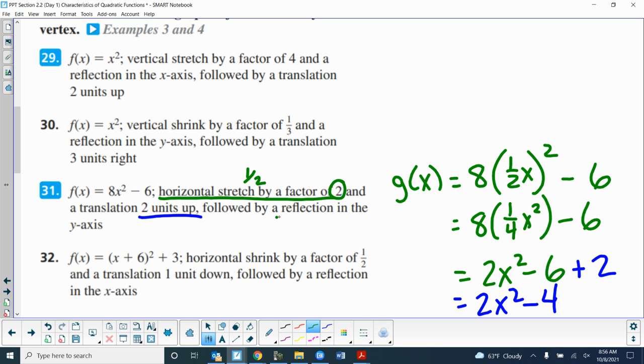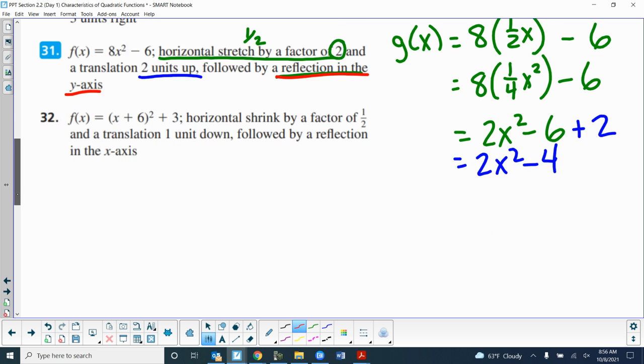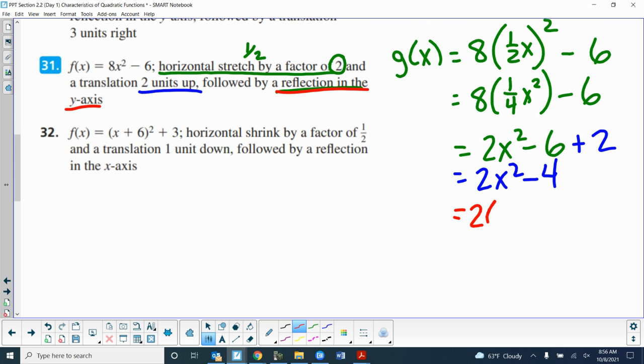Then we have a reflection in the y. I wanted to do red, sorry. So when we reflect in the y, we change the x to its opposite. So wherever we see x, we put the opposite of that, which is negative x. We only have the x in that one spot. So I got 2, and then I make x negative x, squared. When I simplify that, what's negative x times negative x? Positive x squared. So it comes out to be the same as the blue one.